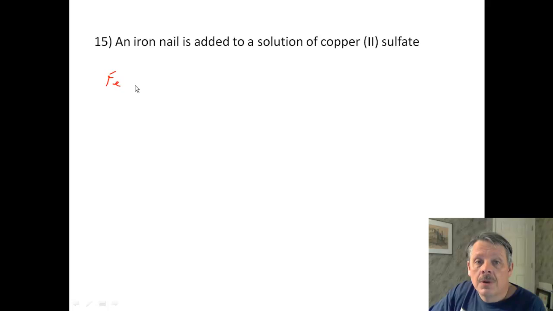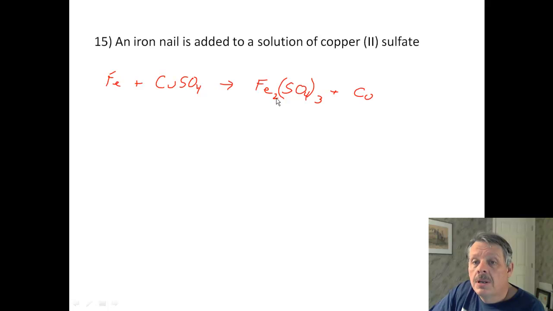So let's go and write this one. Fe plus copper 2 sulfate, and iron's going to be +3. So it's going to be iron sulfate plus copper, and so we have to have iron 3 sulfate. Sulfate has a 2 charge, so that means I need 3 of these, 3 of these, and 2 of those. So I'm now balanced. Solid, aqueous, aqueous, solid, and single replacement reaction.